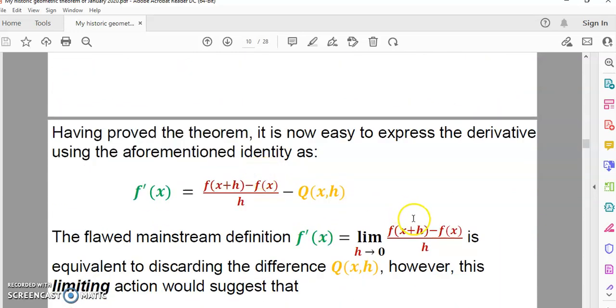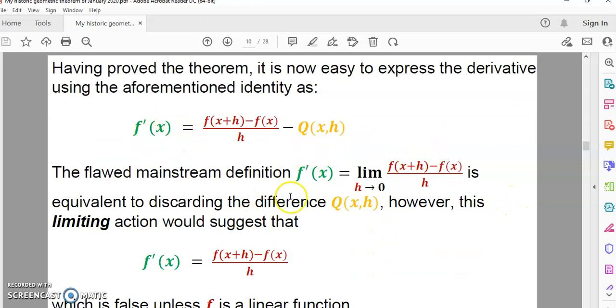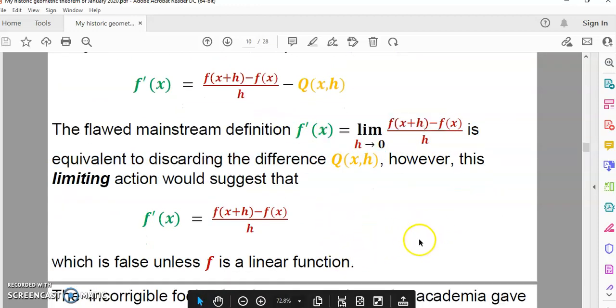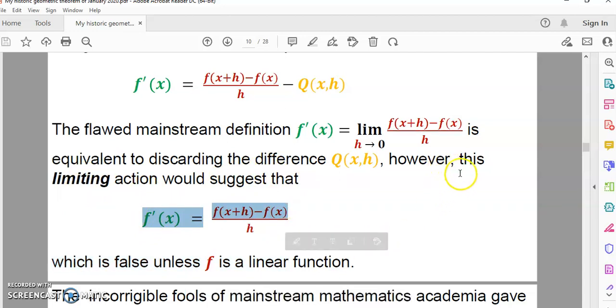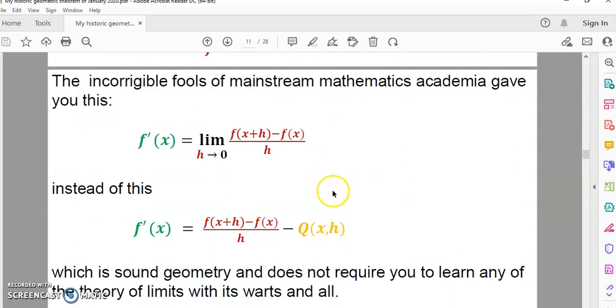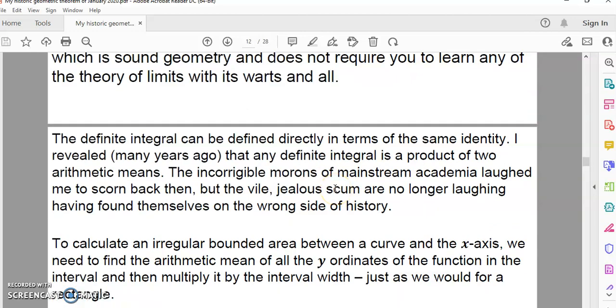Okay, so it's easy to express, as I said earlier on, the derivative, as I show you here, and of course compare it with the flawed rot that you get in the mainstream, this expression here, and note that the limiting action is the same as suggesting f prime of x is equal to this, which of course is only true if f is a linear function. Now, that's part of the derivative side.